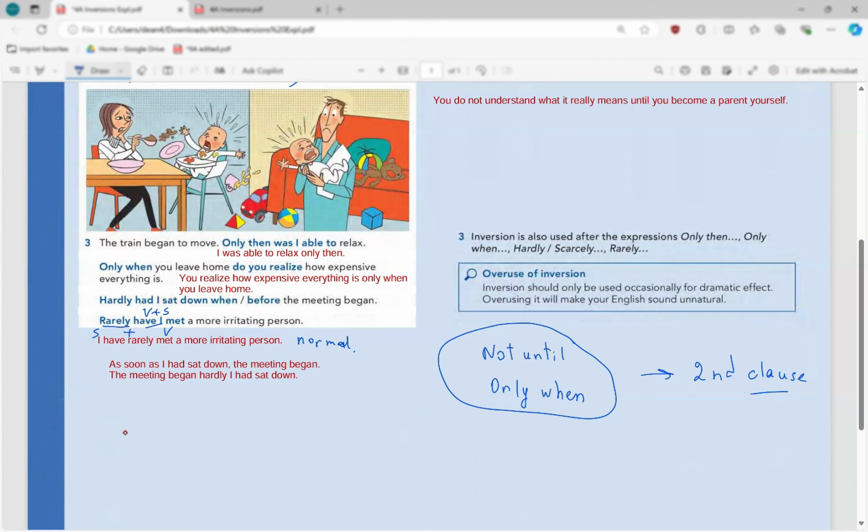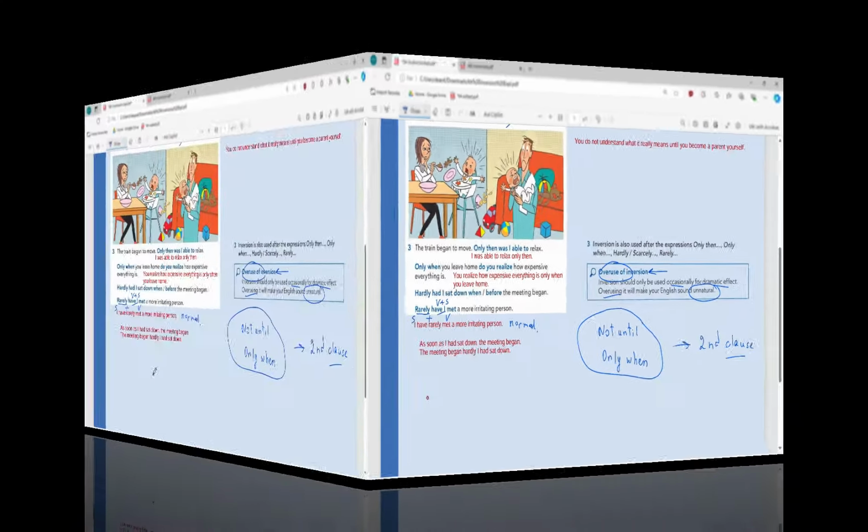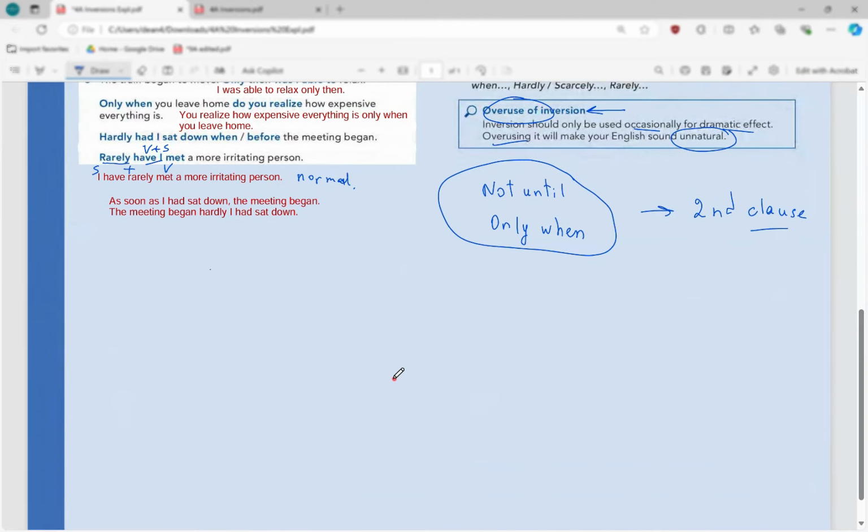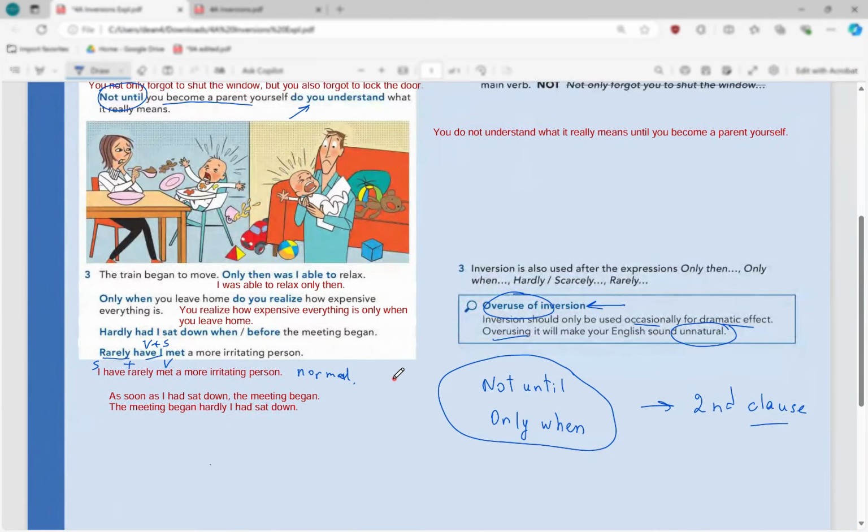We're inverting it. Overusing inversion is no good. Inversion should only be used occasionally, from time to time, for dramatic effect. But if you overuse it, then you make the English sound unnatural. Not very good. It gets boring, right? That's it. So in this way, we have covered the explanation part.